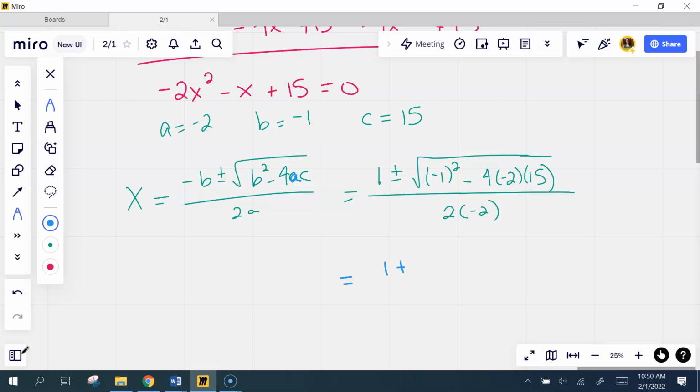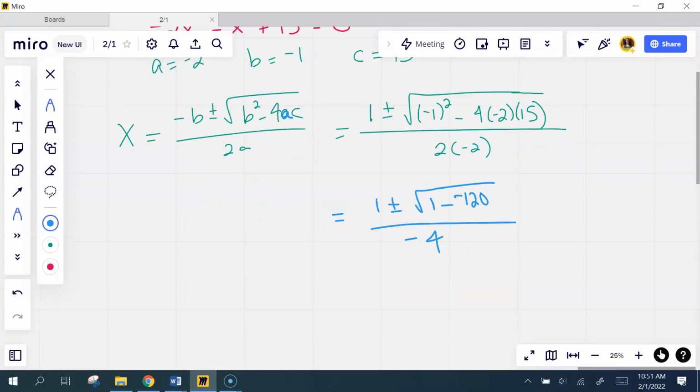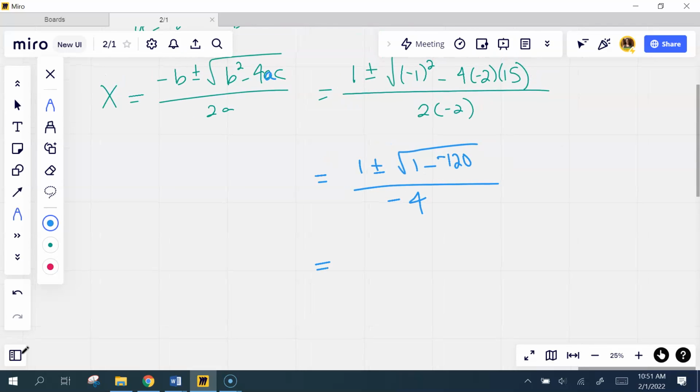So I have 1 plus or minus the square root of negative 1 squared is what? 1. Watch your signs. Minus 4 times negative 2 is negative 8. And negative 8 times 15 is negative 120 over negative 4. Y'all okay? What's 1 minus negative 120?